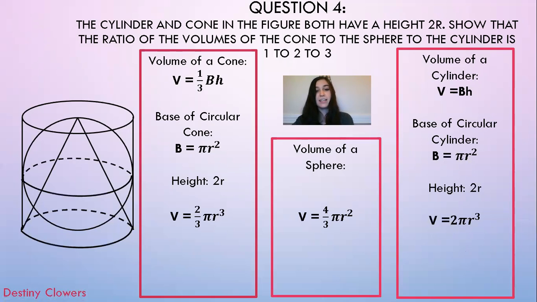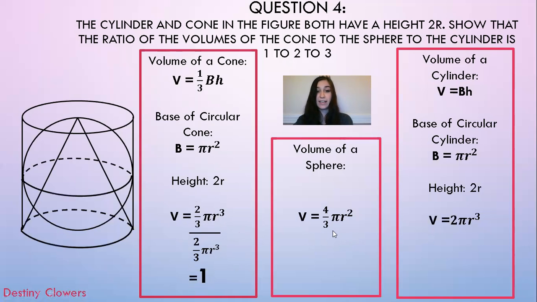Now, in order to prove that these volumes have a ratio of 1 to 2 to 3, we've got to divide each of these formulas by the volume of our cone, which is 2 over 3 times pi r cubed. So when we divide this by this, when we divide something by itself, it's always going to be 1. So you don't even have to do any math here. Your answer will always be 1.